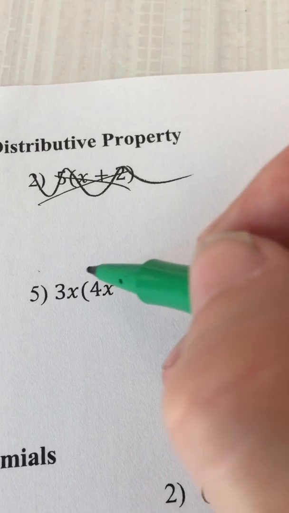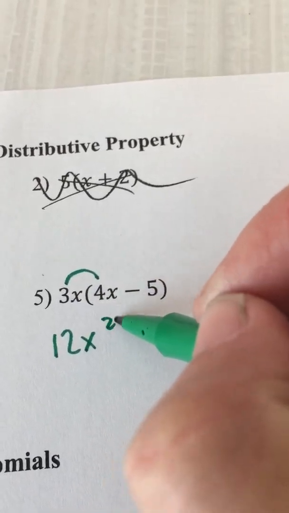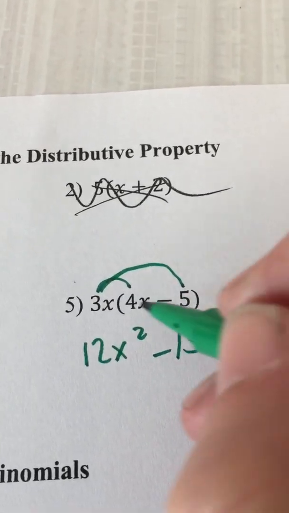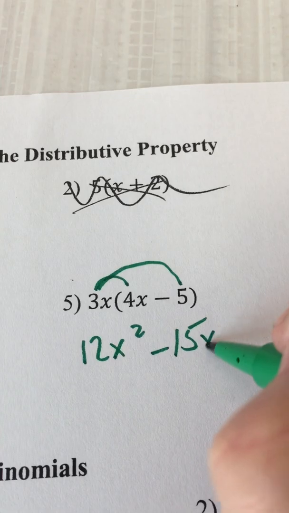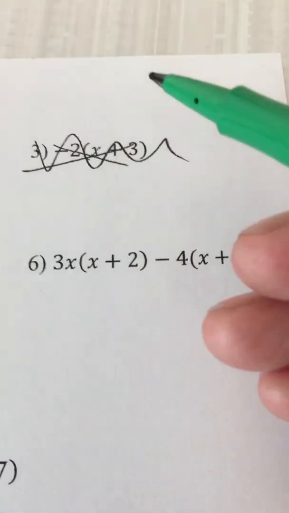Then here, same thing, we're distributing to get rid of the parentheses. That's 12, and x times x is x squared, and 3 times negative 5 is negative 15, and x times no other x's stays x. They are not like terms. They are not like terms, so you leave it like that.